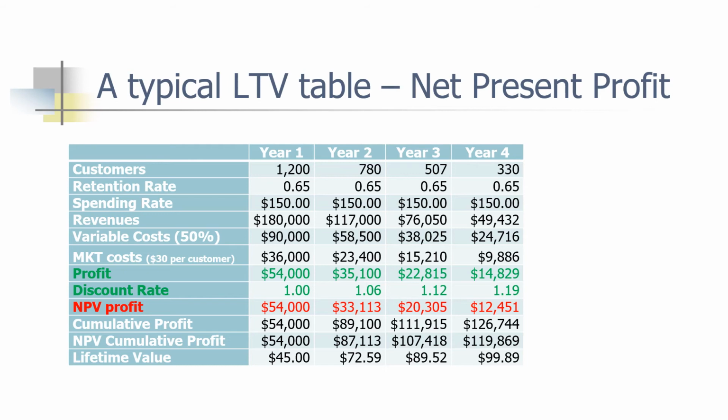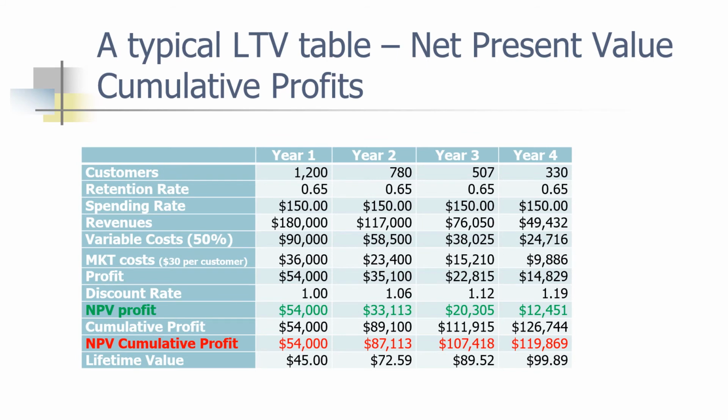In year 3, I have to take 22,815 and I have to divide it by 1.12. So you'll notice that the percentage spread between the profit and the net present value of profit widens every year. So that's how I calculate the net present value. Now notice that it's done for each individual year.